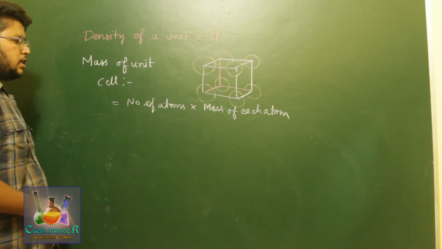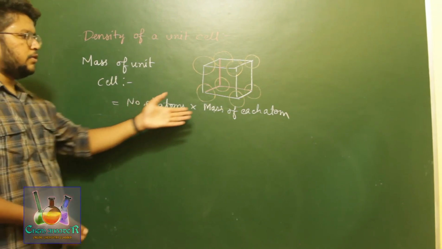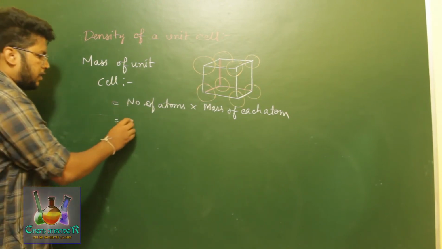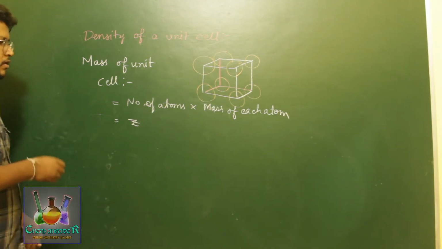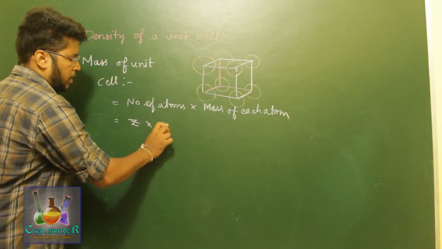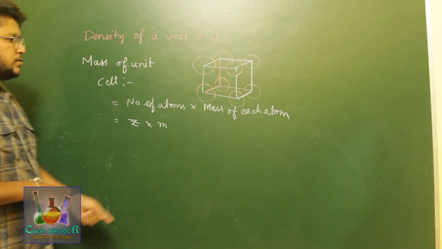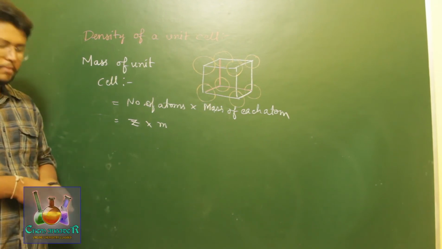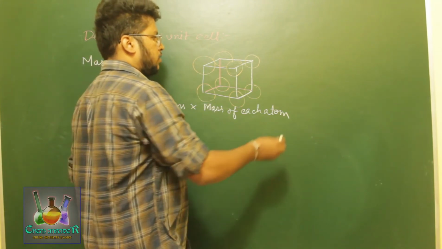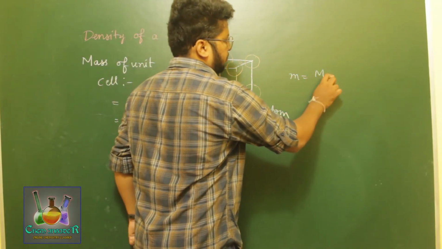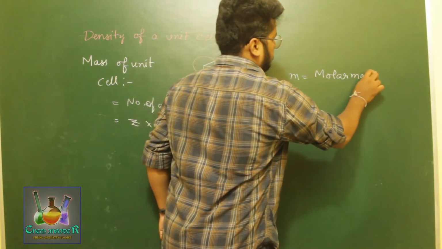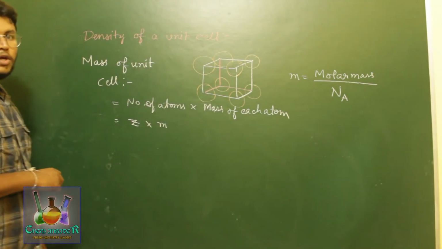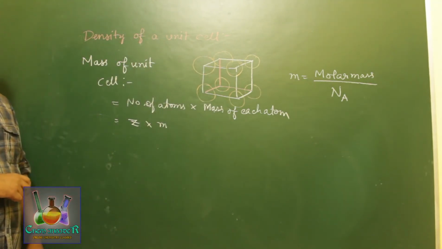So the mass of a unit cell is the number of atoms present in it times the mass of each atom. If we write the terms, the number of atoms is Z, and the mass of each atom will be small m. This mass of each atom is not the mass of a molecule. Since it is the mass of each atom, we have to consider molar mass concepts also. Therefore, the mass of an atom is equal to the molar mass divided by Avogadro number Na.